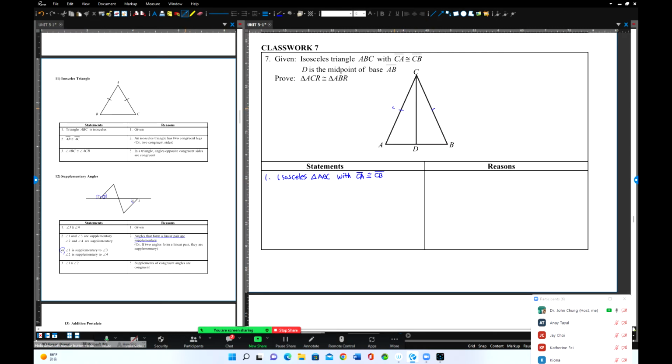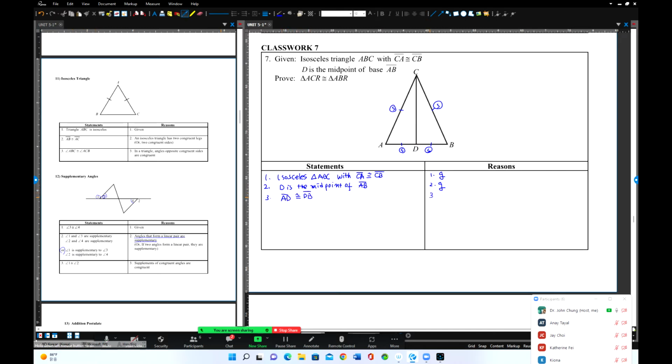We already got one side. And the second one is, this is given, this is the midpoint of base AB. This is another given. From here we can say AD and DB are congruent. That's another side. So AD congruent DB.